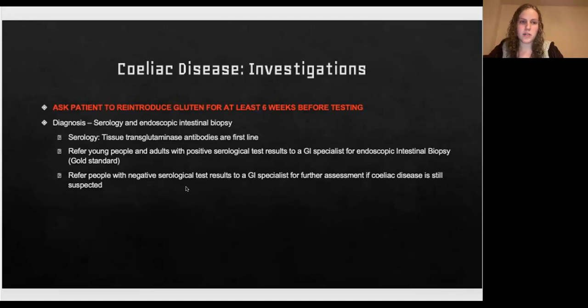And even if the serology, so the antibodies, are negative, you can still consider the endoscopy, but usually you don't need to worry about that too much for exams, I think. But you can still consider it if you are really suspecting celiac. Does anyone know what you would find on an endoscopy?